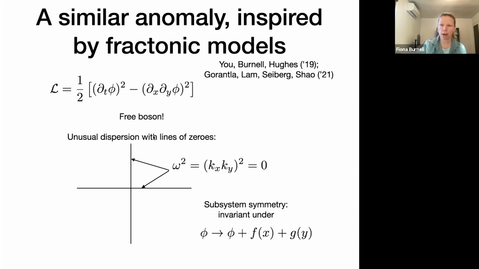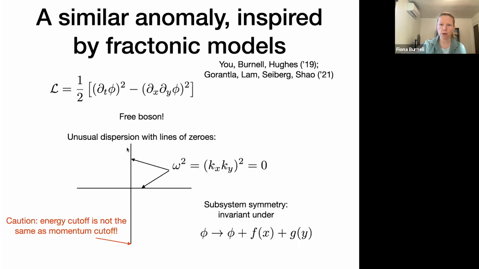These lines of zero modes are there because this model has subsystem symmetry. In particular, you can see that I can shift phi by any function of x or any function of y, and that doesn't change this action. And so this is called a subsystem symmetry of this model.